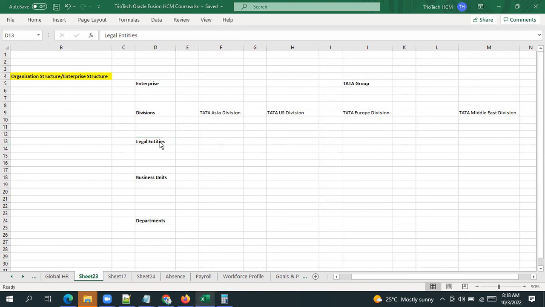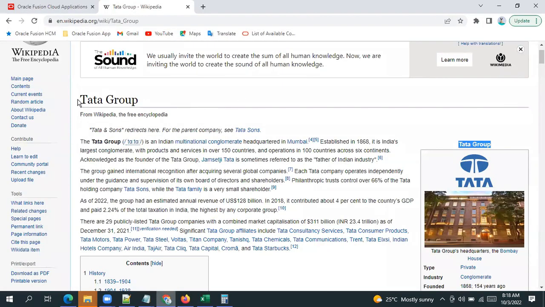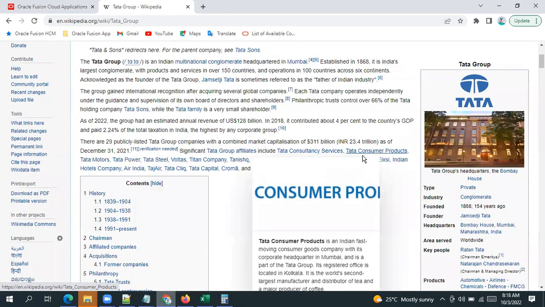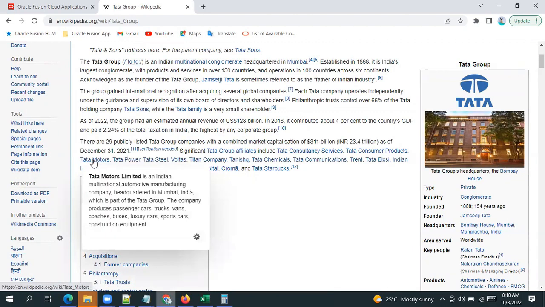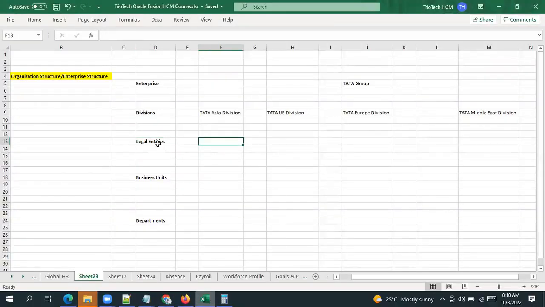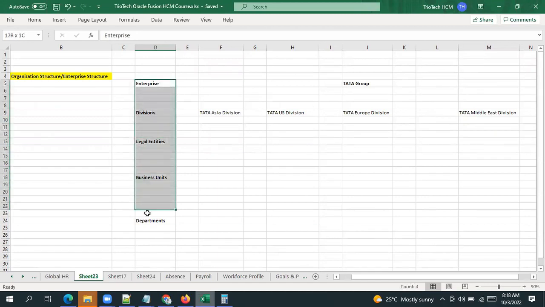In our case, what are all the companies that our Tata group has? Let's say Tata Consultancy Services, Tata Consumer Products, Tata Motors, Tata Power, Tata Steel. These are the actual registered companies of the client, which are doing their business operations across the markets or across the globe. So all these companies of our client, in the Fusion system, we will call them legal entities. This is Fusion terminology, that is Oracle Fusion Applications terminology.